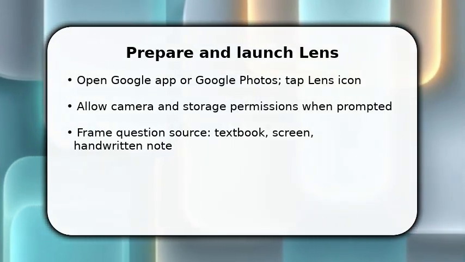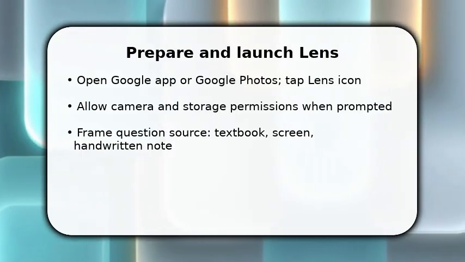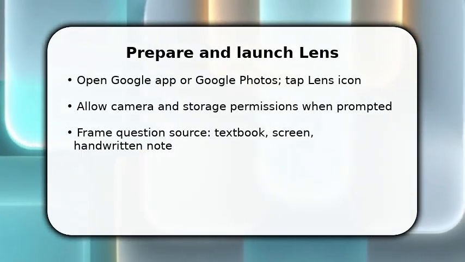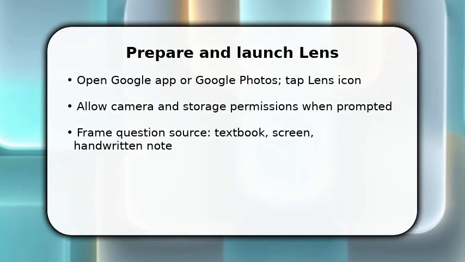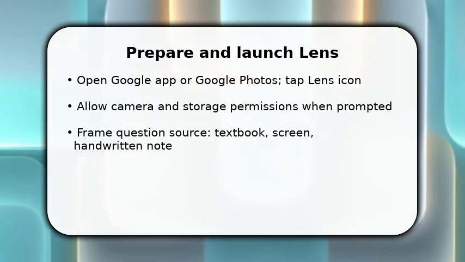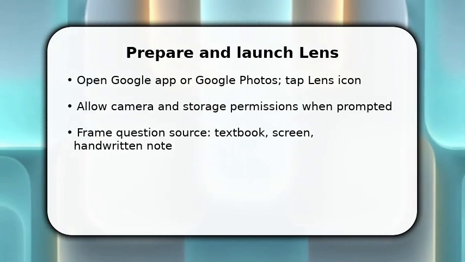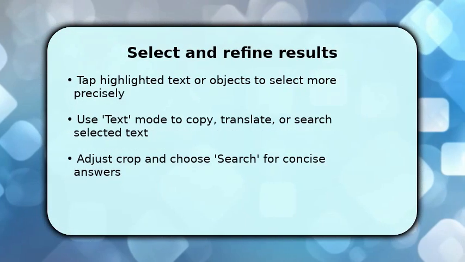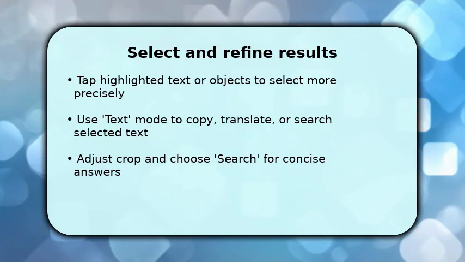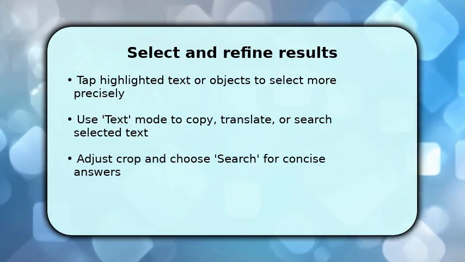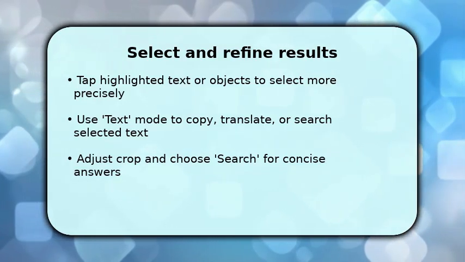Once done, tap the shutter or use the live selection tool to capture. This begins text recognition and object matching. Make sure to avoid glare and heavy shadows, so Lens reads characters clearly. After capture, you tap the highlighted areas to refine selection. This tells Lens which words or objects matter most.